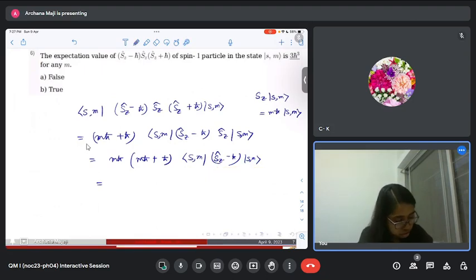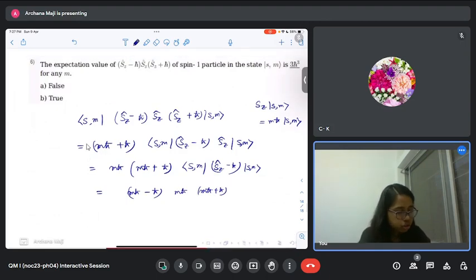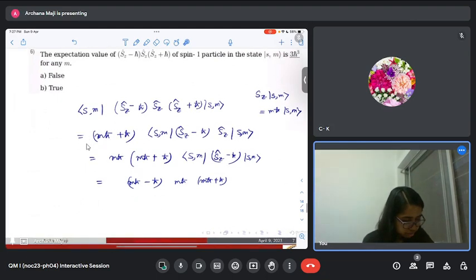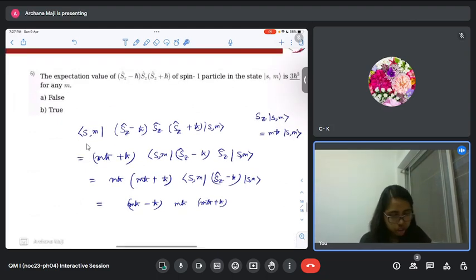And then it gives M h cross minus h cross. Okay, so this is no way 3h cross q. It has got other terms, as you can see. So the answer is false. Fine.